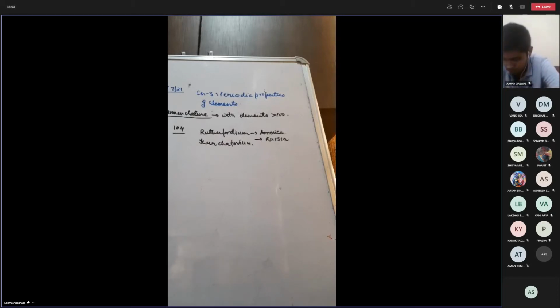So now, to avoid the quarrel, elements are named according to the IUPAC name. In local parts of the country, they may be named Rutherfordium, but not according to the IUPAC name. So in the latest periodic table, we generally write the IUPAC name of a number of elements after atomic number 100.